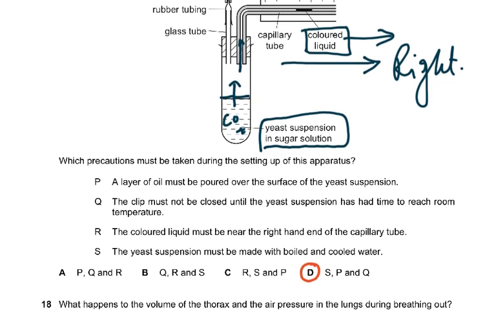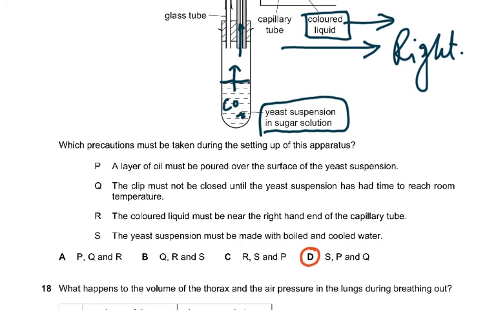So which precautions must be taken during the setting up of the apparatus? It was S. The yeast suspension must be made with boiled and cooled water because we were studying anaerobic respiration. And then P, a layer of oil must be poured over the surface of the yeast suspension. That I told you here, oil here, so that no oxygen from the air would enter. And it was Q, the clip must not be closed until the yeast suspension has had time to reach room temperature.